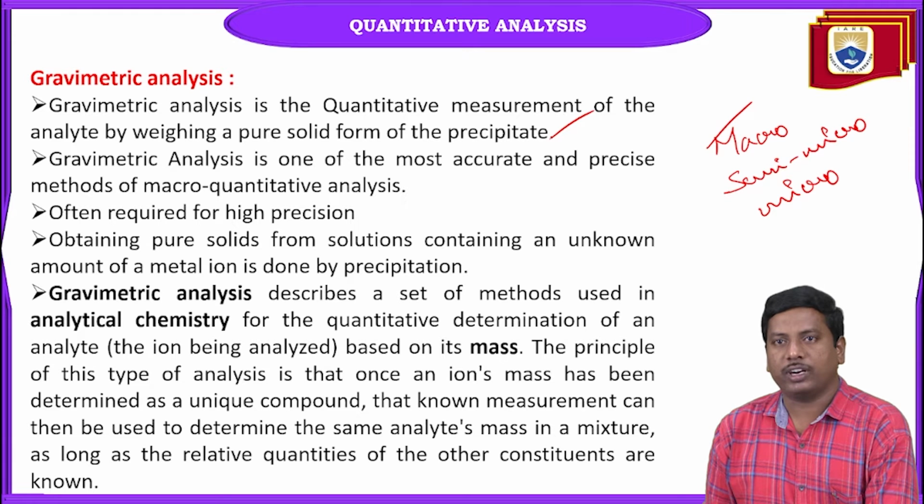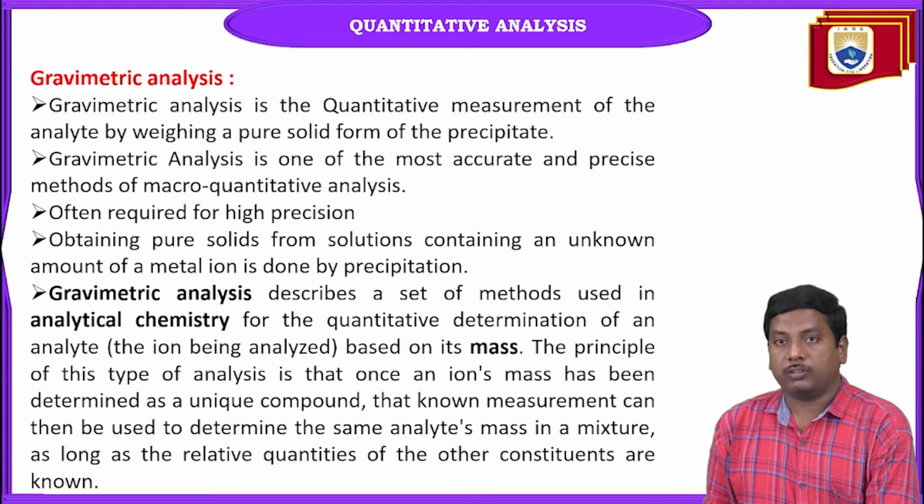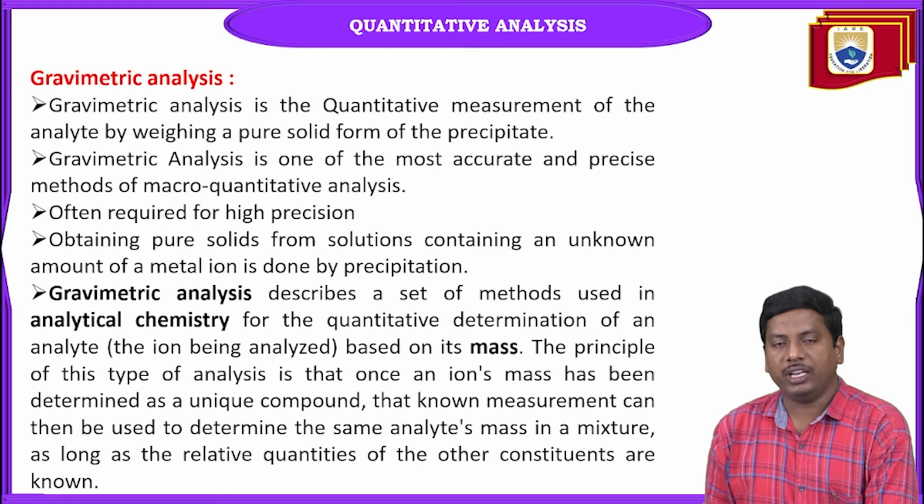Next, it is often required for high precision. High precision means it requires high exactness and high accuracy of the experiment. Next, obtaining pure solids from solutions containing an unknown amount of the metal is done by precipitation. So, for example, if you determine a cationic compound like nickel, the nickel compound is obtained from a nickel sulfate solution. So, from the solutions of metal ion compounds, we obtain a solid form of the metal. Nickel is the best example for the determination of a compound as a cation by gravimetric analysis.